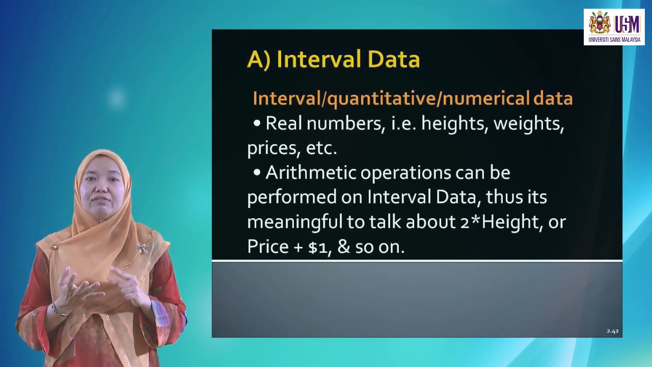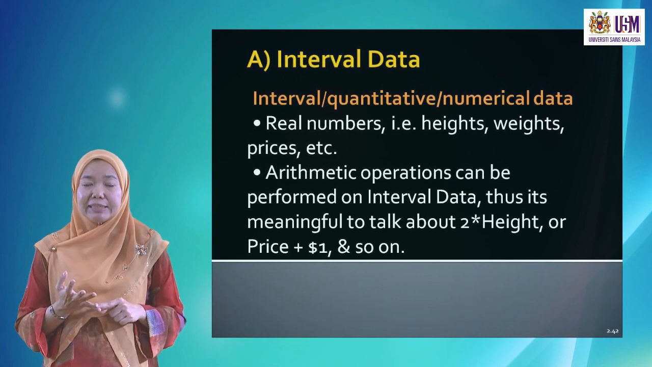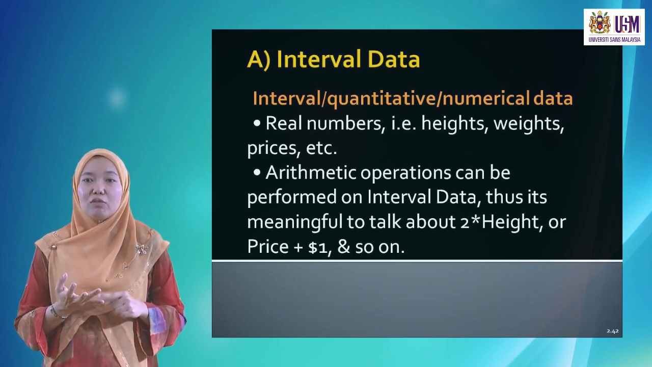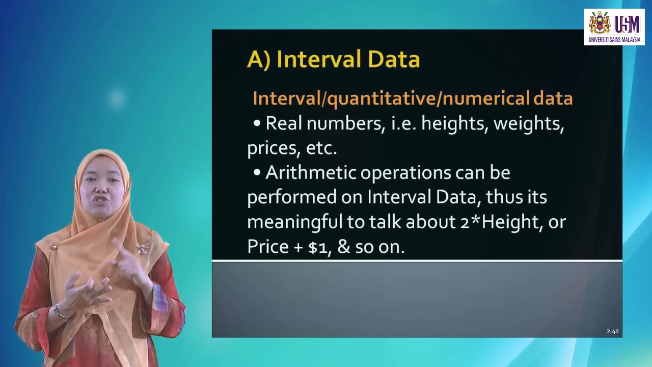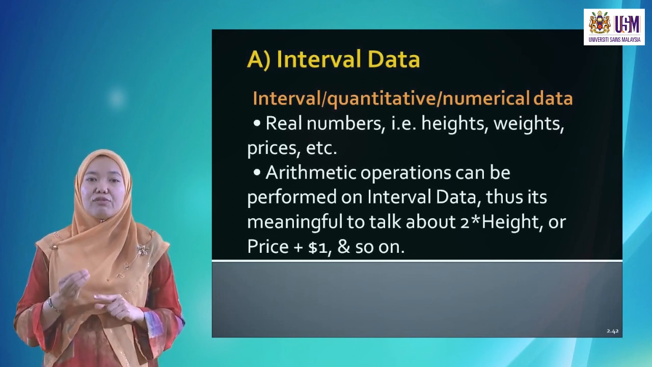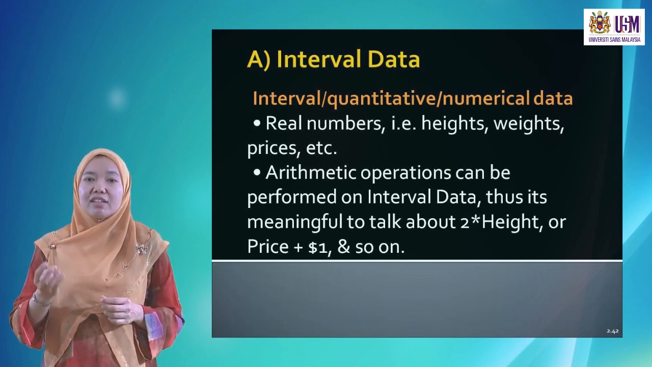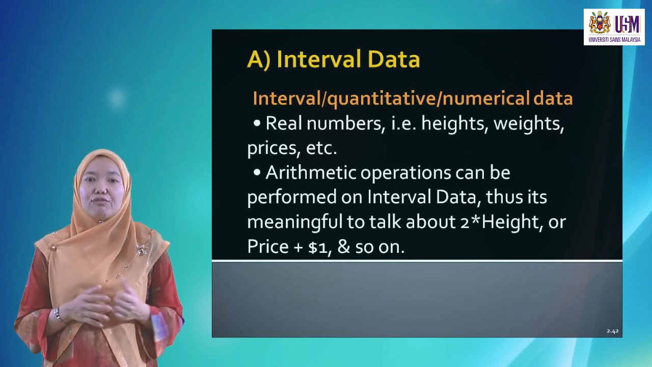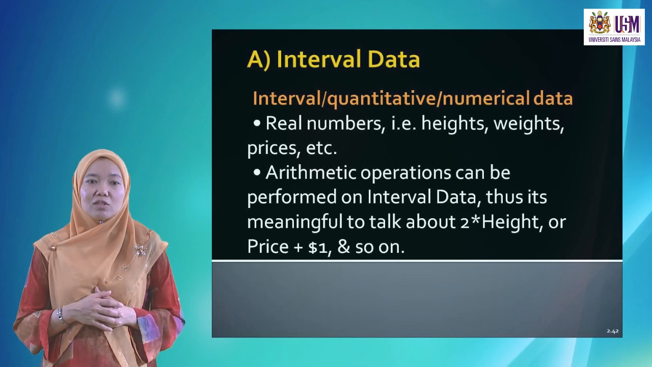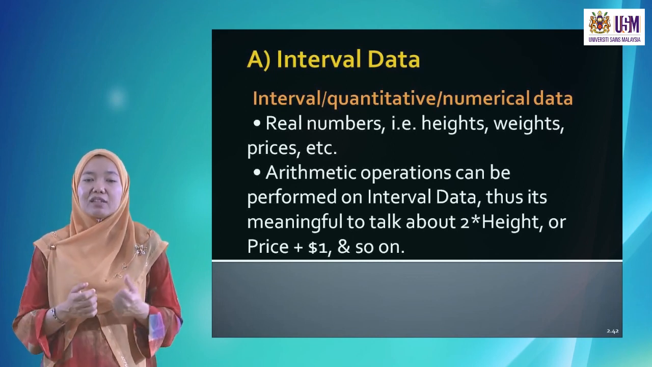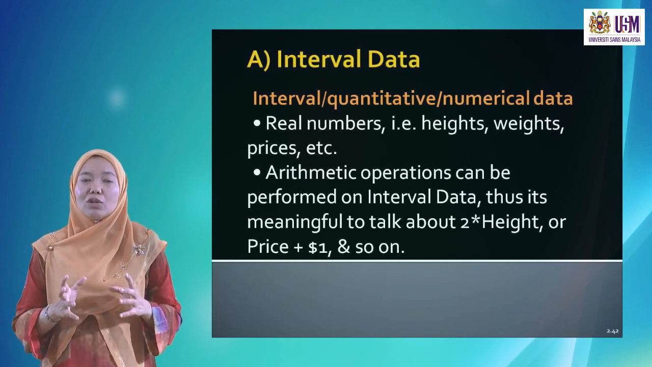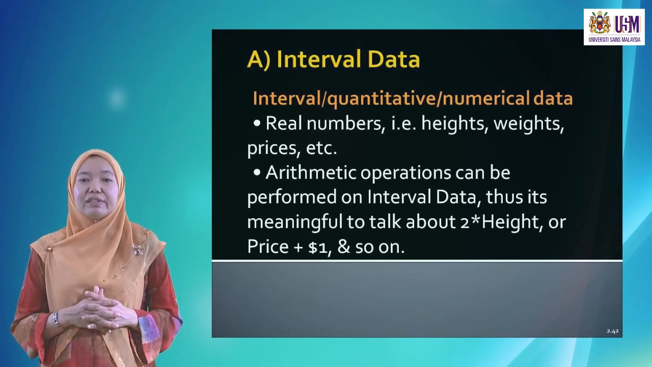In this case, interval data includes real numbers. When we discuss height, weight, prices, GDP, for example, those involve real numbers. When we talk about real numbers, arithmetic operations can be performed on interval data. So it is meaningful to talk about 2 times height, or price plus $1, or GDP divided by the number of population, per capita. Those are what we call interval data.